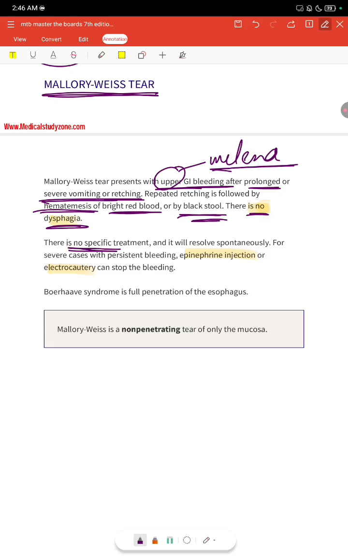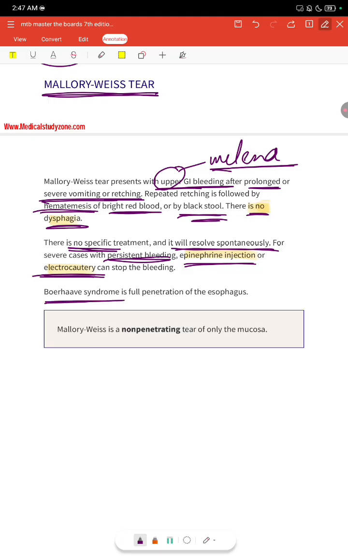There is no specific treatment and it will resolve spontaneously. It will heal spontaneously. For severe cases with persistent bleeding, epinephrine injection or electrocautery can stop the bleeding. So you have to intervene if the bleeding is persistent and is not stopping. So go for the epinephrine injection or electrocautery to stop the bleed.